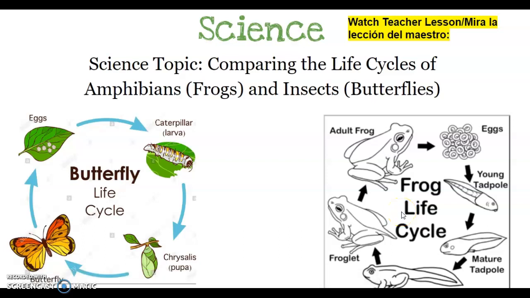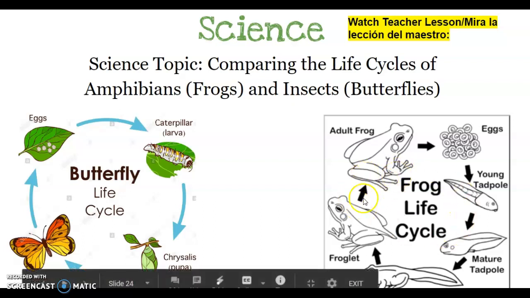Today is Monday, April 27th, and we're going to be doing a science lesson. We are going to be comparing the life cycles of amphibians, which are frogs, and then insects, which are butterflies.